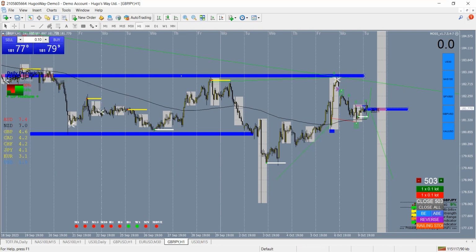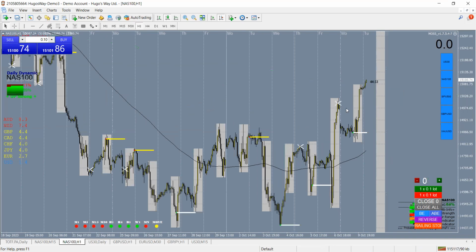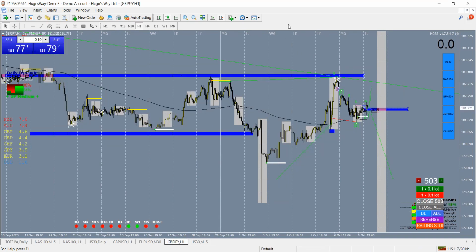I never trade NAS 100. I got the biggest trade of the year on NAS 100 today. I never trade this pair. So, you know, that's that.